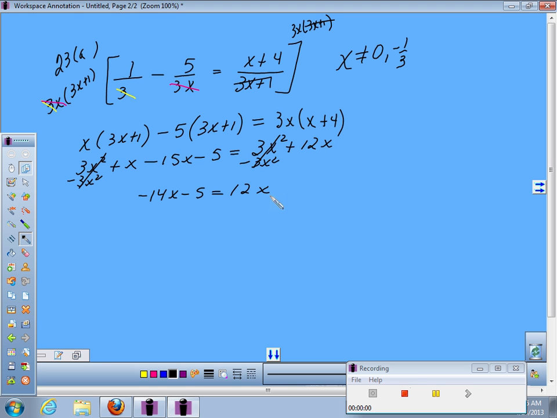Oh no, we have to solve for a lone x. Do we know how to do that? Add the 14x. Add the 14x, I'm with you. That will give me 26x equals negative 5. So x is going to equal a lovely negative 5/26. I don't think that was one of the excluded values.